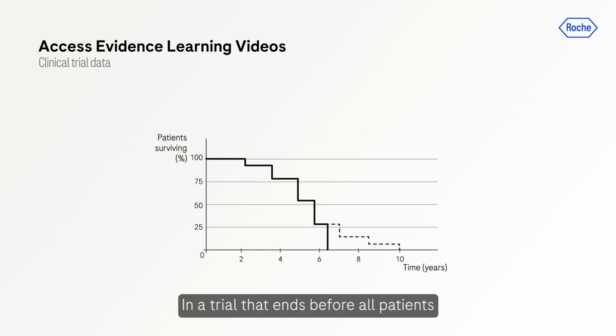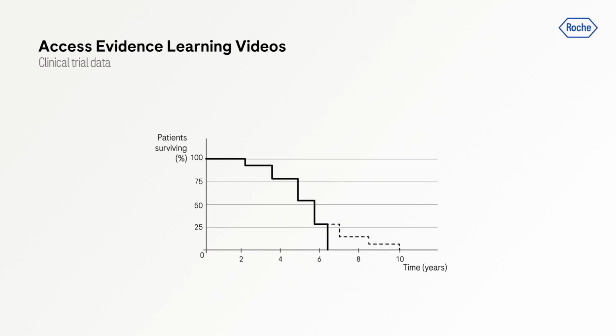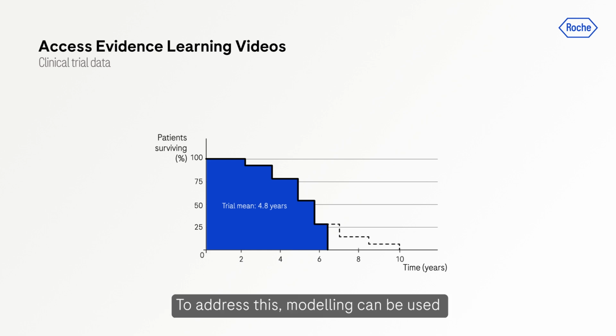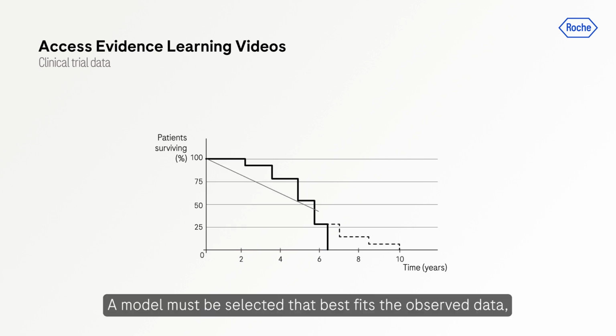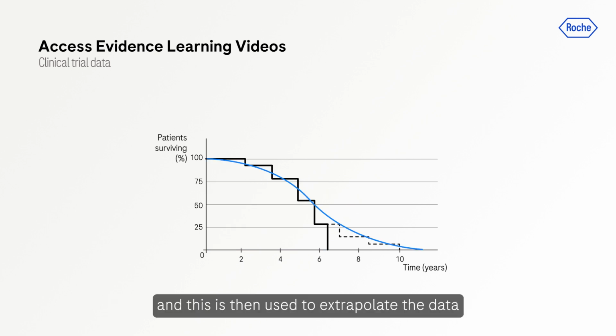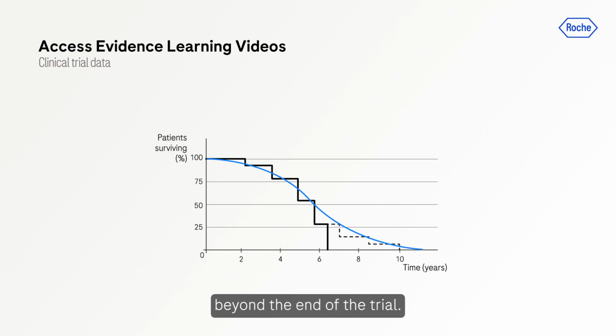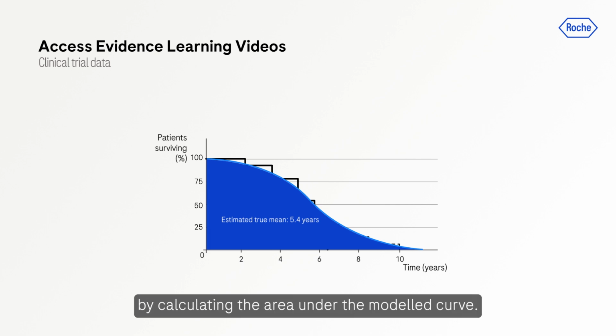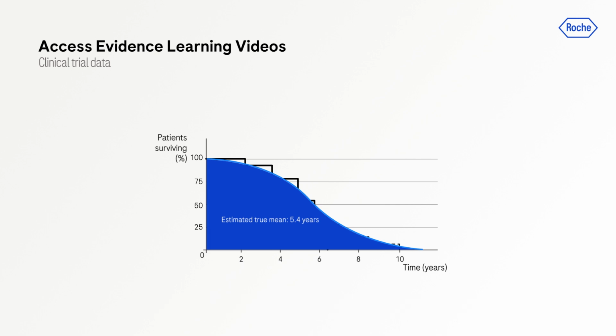In a trial that ends before all patients have experienced the event of interest, a complete survival curve cannot be drawn, and the trial mean underestimates the true mean. To address this, modeling can be used to estimate the complete survival curve. A model must be selected that best fits the observed data, and this is then used to extrapolate the data beyond the end of the trial. This allows the true mean to be estimated by calculating the area under the modeled curve.